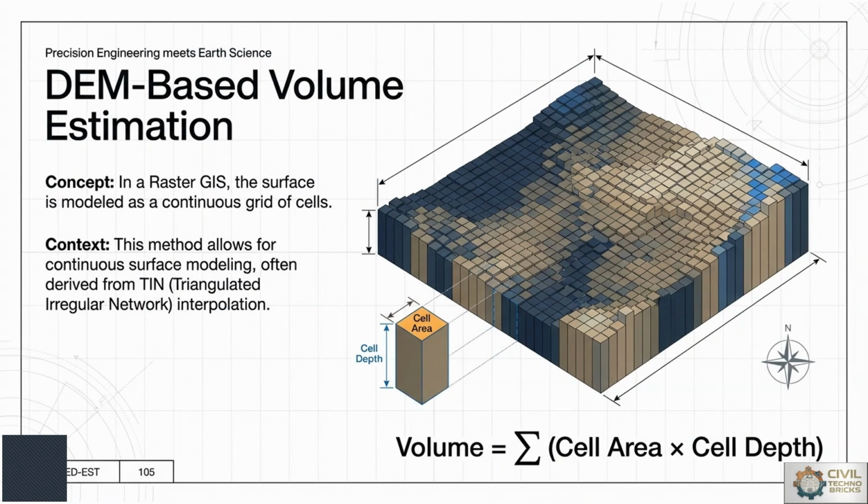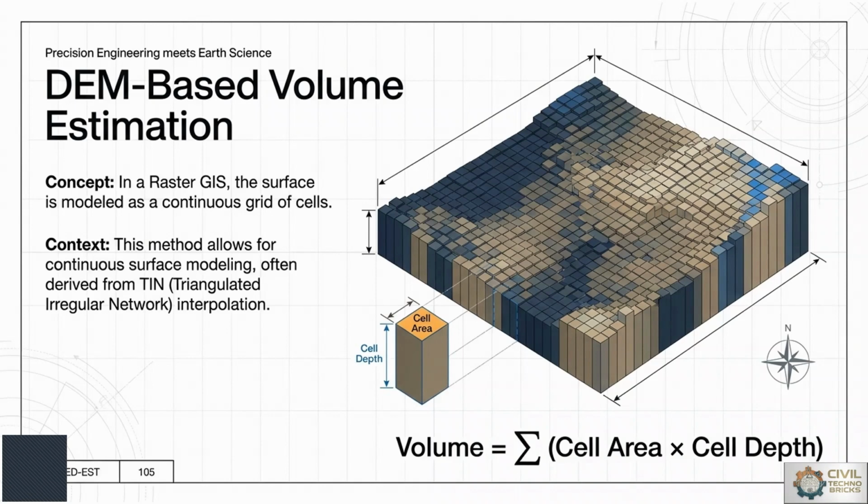The basic concept is that in any raster image, the geographic information system provides the information for that image with respect to the elevation; the surface is modeled as a continuous grid of cells. So in raster-based GIS, the terrain is represented as a continuous grid of individual squares called cells. This structure is often derived from a TIN, which is a triangulated irregular network interpolation, which connects data points gathered via remote sensing into a seamless digital surface.